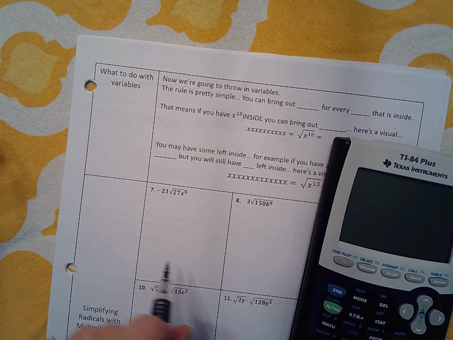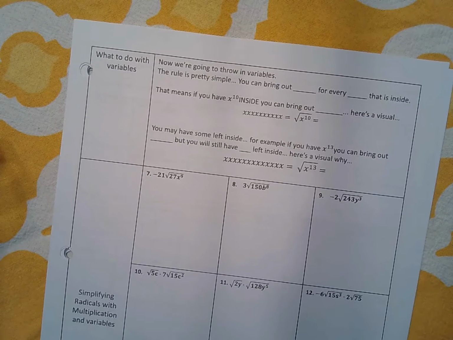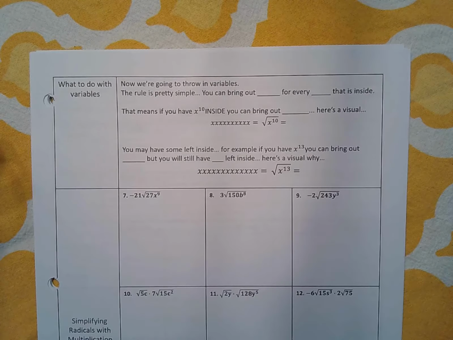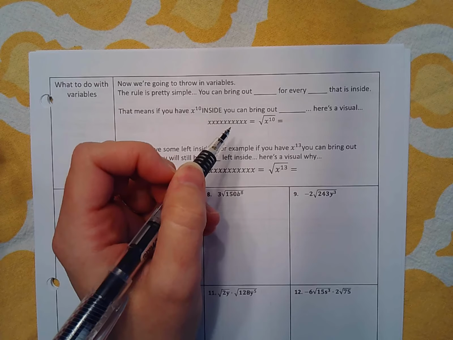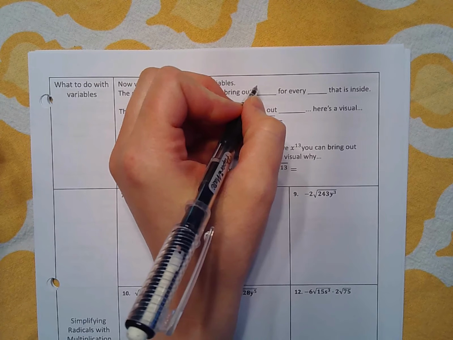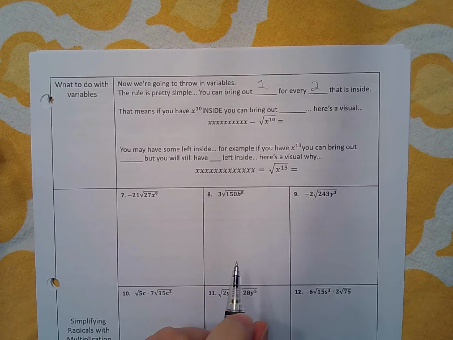Now, what we're going to do is throw variables at you, variables like X, Y, Z, Q, M, N, O, not O, because O looks like zeros. Okay, so let's see what happens when we throw in variables. The rule is pretty simple. You can bring out one group for every two that you have inside.